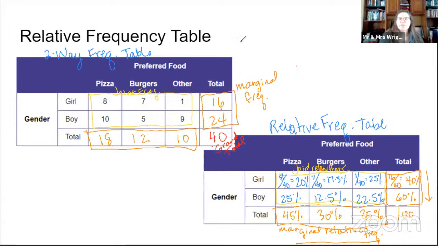Oops, I'm supposed to write that in red. Let's change that for you. 100%.